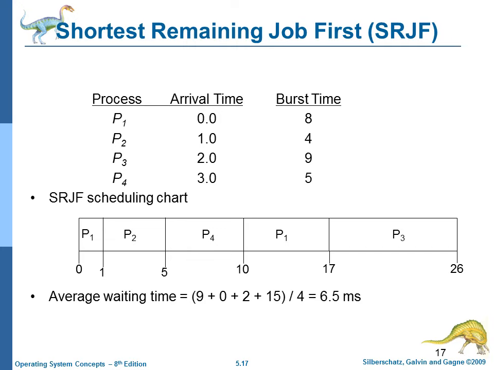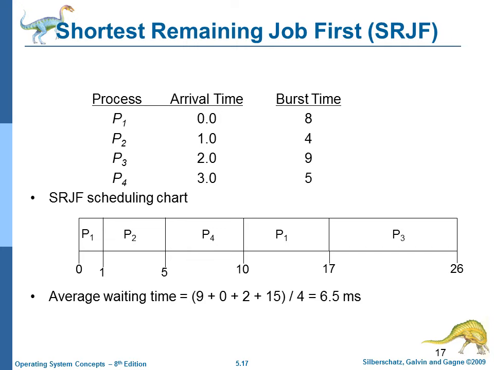The waiting time for process number 3 is 15, because process number 3 arrives at time equal 2 and starts executing at time equal 17. 17 minus 2 is equal to 15. And the waiting time for process number 4 is 5 minus 3, which is equal to 2.